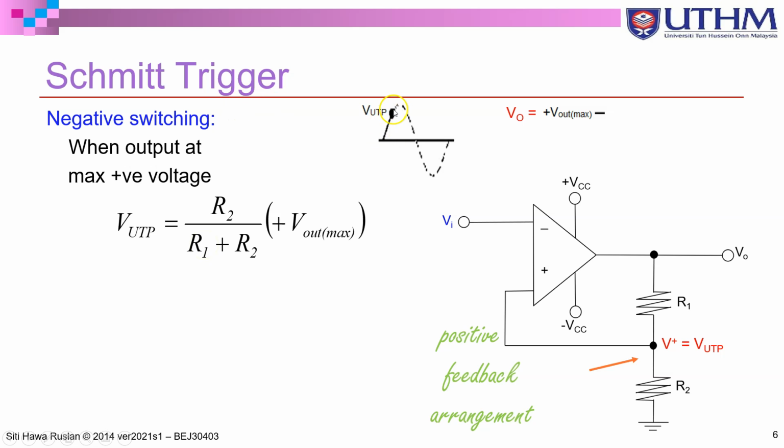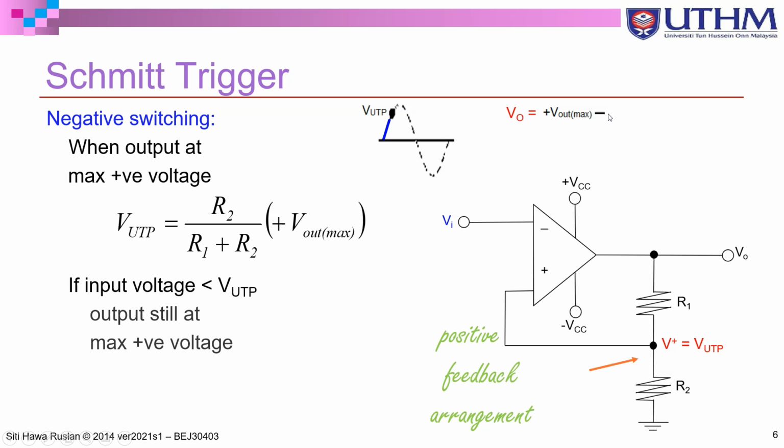Your input is a sinusoidal waveform. So this sinusoidal waveform is being compared with the upper threshold point. As long as your input voltage is lower than upper threshold point, or we say that the upper threshold point is greater than the V input, since the upper threshold point is coming to the positive terminal of your op-amp, your output will stay at the positive output maximum. So you still have a plus VO max, which is equal more or less to the plus VCC.